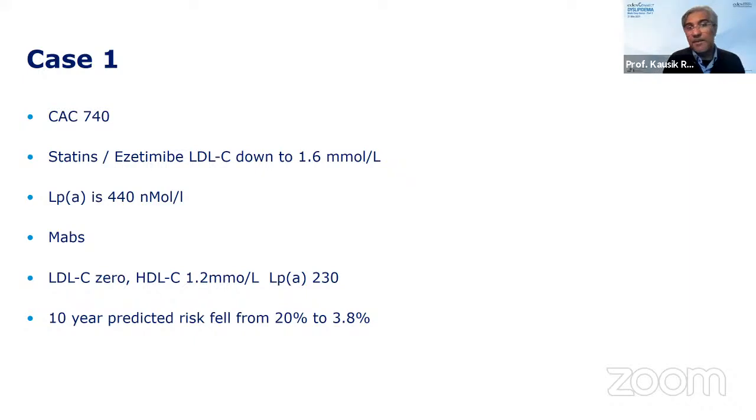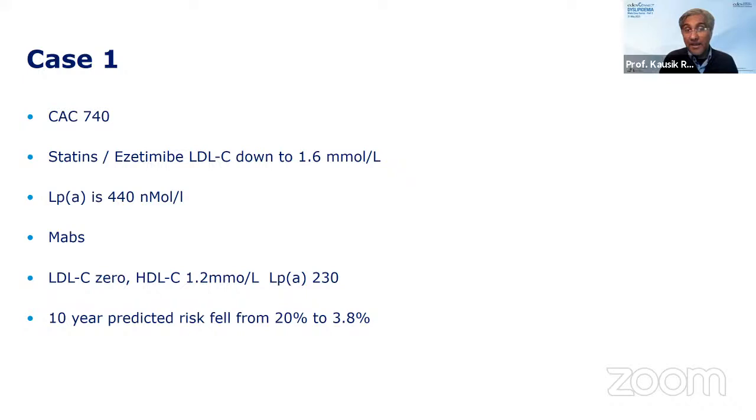Now, the other thing that came out during investigation is that his lipoprotein little a is incredibly high, one of the highest I've seen, 440 nanomoles per liter. We had a discussion about what to do next, and he can afford monoclonals. With levels like this, under NICE this would not be reimbursed, and we went on to monoclonals.